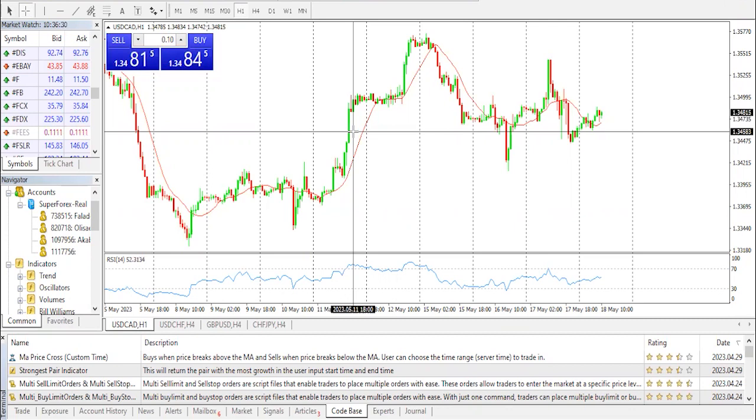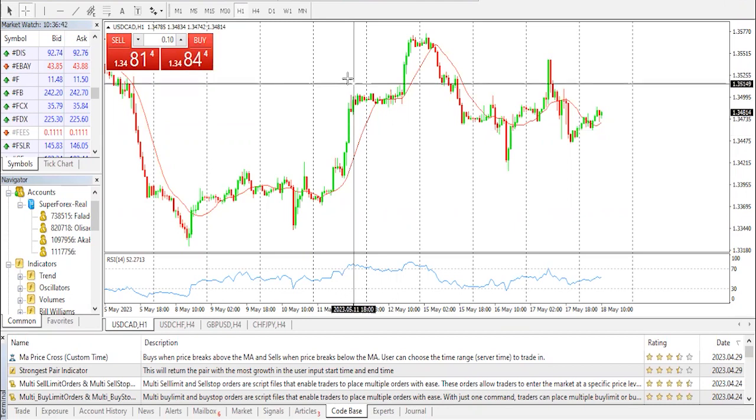Today, we shall be looking at a technical analysis on the currency pair USD CAD. And first, we'll be talking about fundamental analysis before we move right down to technical analysis, which is purely what we're going to be seeing on the chart.